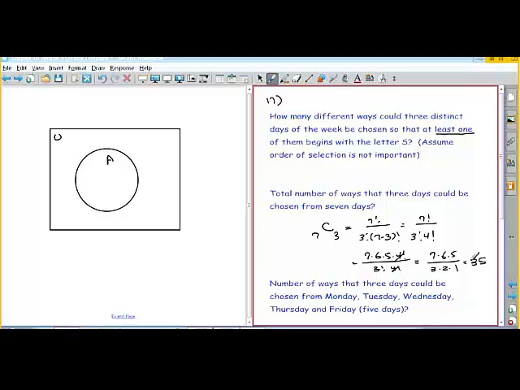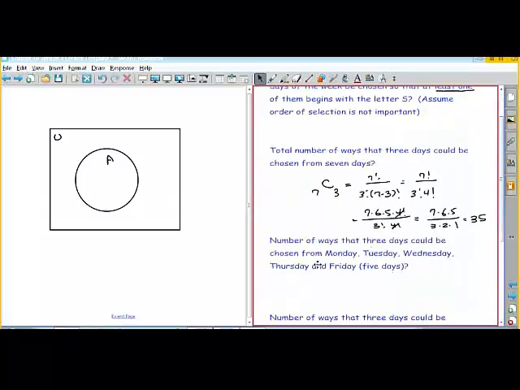Right, yeah. So 3 times 2 is 6, so I canceled. So I said, oh, it's just 7 times 5. Okay. So that's kind of the universal set. The second one is the number of ways that 3 days could be chosen from days that don't use S, because I said at least one S. So this is the complement.